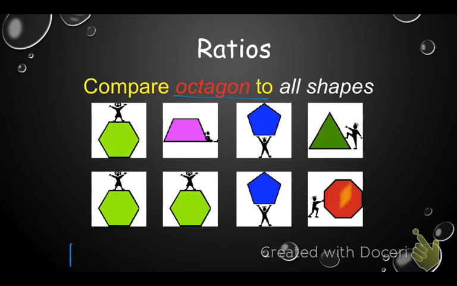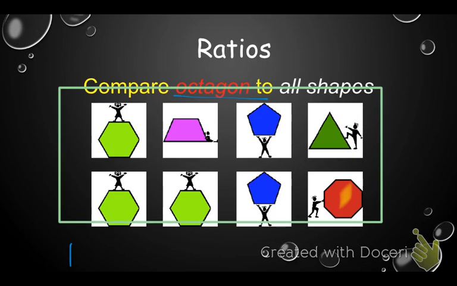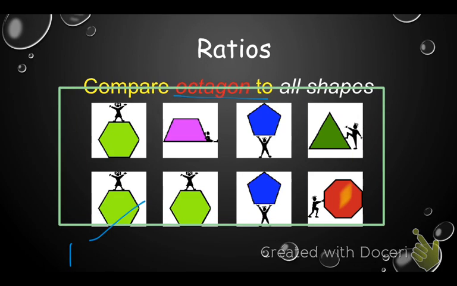Well, how many shapes do we have? Well, we have 8. There's 8 total shapes. If you look at all of them and count them all, there's 8. So it's going to be a comparison of 1 to 8. We need to write it in all three ways, 1 to 8, 1 to 8, or 1 over 8. Ladies and gentlemen, those are the three ways to write that. Moving on to the next example.